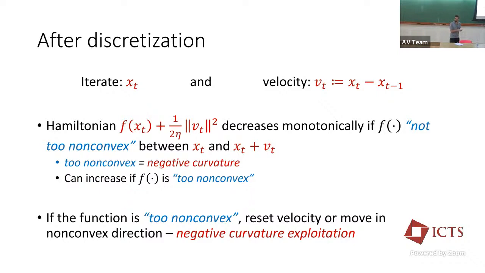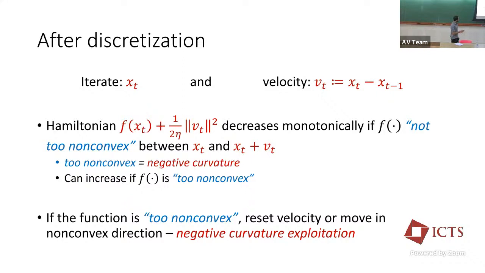Okay. So this is the key challenge in going from the differential viewpoint to the discretized setting. One of the key insights here is that if the function is too non-convex, then we can just reset velocity to be equal to 0 or move in the non-convex direction. And this is what we call negative curvature exploitation. So I'll cover this in a bit more detail in the next couple of slides.